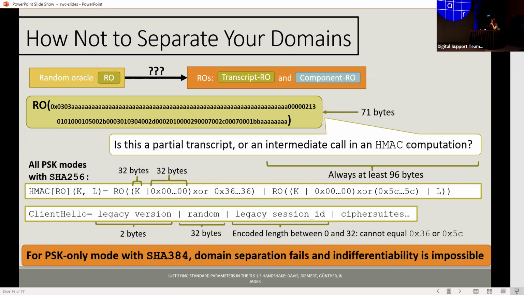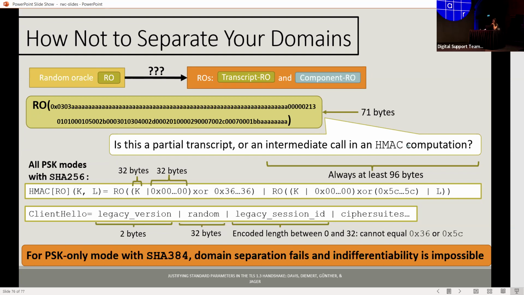When the hash function is SHA-384, there's no such luck, and we can't find a hard and fast rule to distinguish between hash function inputs that are transcripts and that are not. This is why we weren't able to give tight bounds for the pre-shared key only mode with SHA-384.